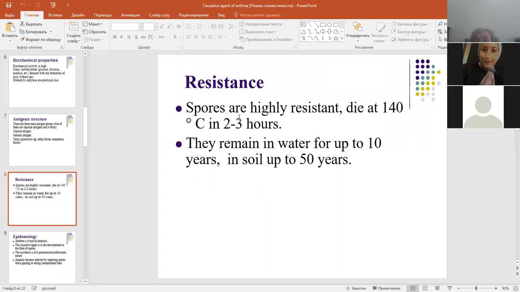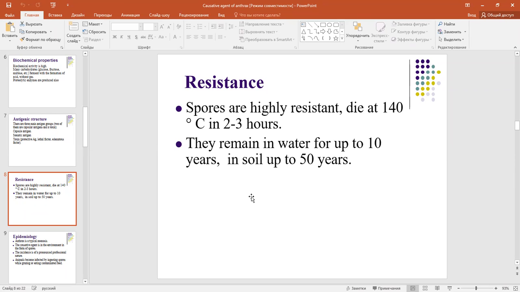Resistance: again, spores are highly resistant. They die at just 140 degrees Celsius in 2-3 hours. And they remain in water for up to 10 years, in soil up to 50 years, maybe 60 years, so spores are very resistant in nature. Anthrax is not eliminated from the earth in spite of the fact that nowadays vaccines are developed, farm animals are vaccinated, and people who take care of farm animals are vaccinated. It is not possible to eliminate anthrax because of spores. They are able to survive in the soil for many decades, even up to 100 years. And from time to time, sporadic cases of anthrax develop.